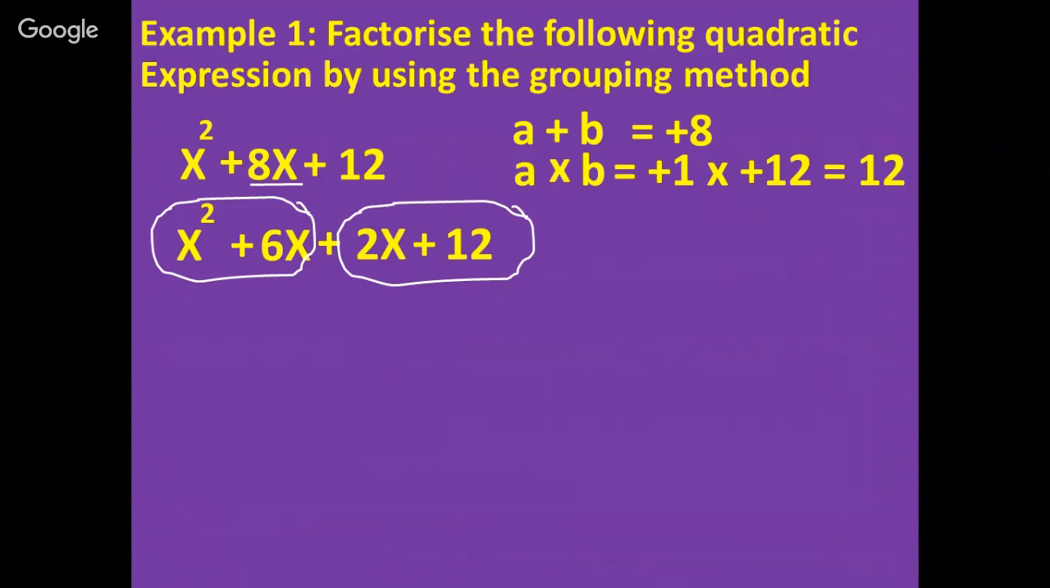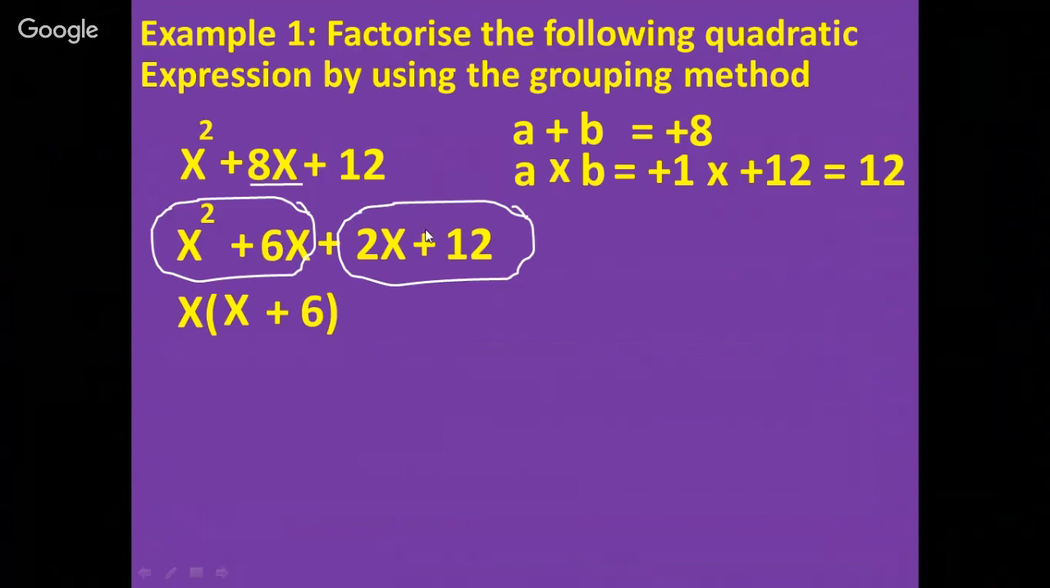Look at this first group. What can we factor out of this group? Both of these terms are divisible by x. So we can write this as x times, x squared divided by x is x, and then 6x divided by x is 6.